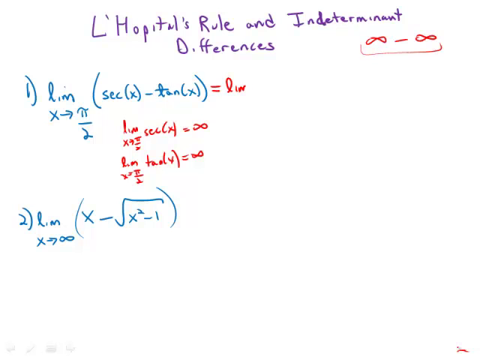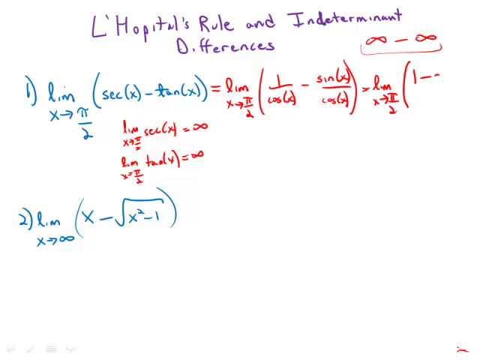Well, fortunately, with trig functions, there's all kinds of ways to relate one function to another. In particular, we can write secant as 1 over cosine x. We can write tangent as sine over cosine x. Combine the fractions. And then we get the fraction 1 minus sine x over cosine x.